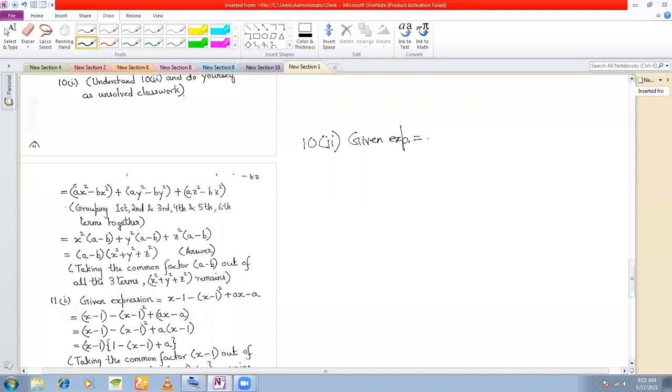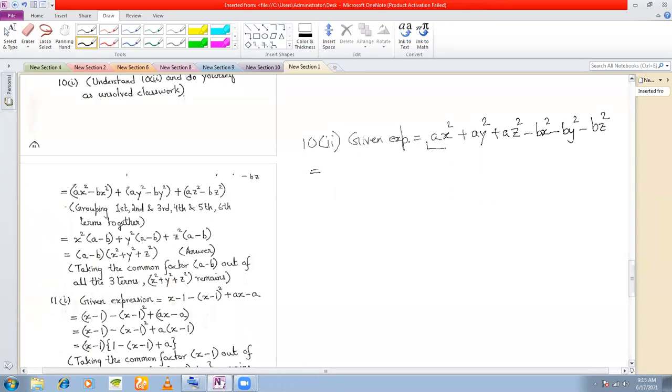Okay, so here the given problem was: factorize this ax square plus bx square, ax square plus ay square plus az square minus bx square minus by square minus bz square. This was a given expression.